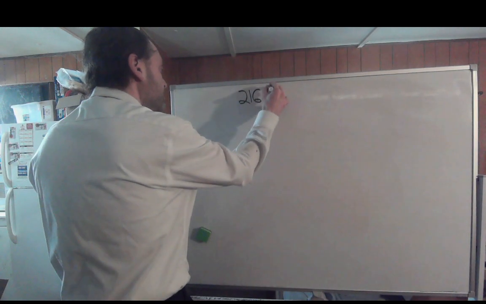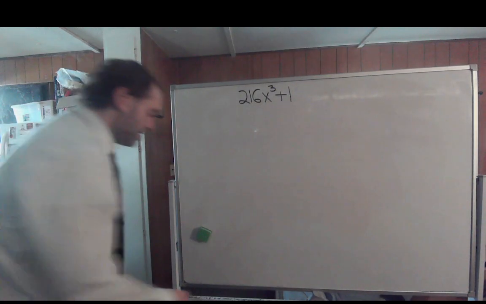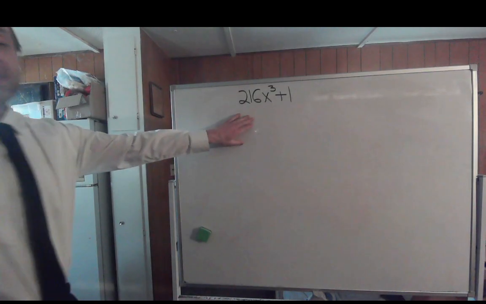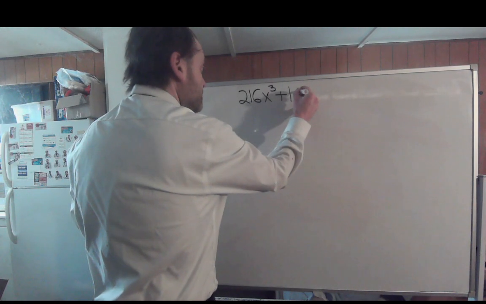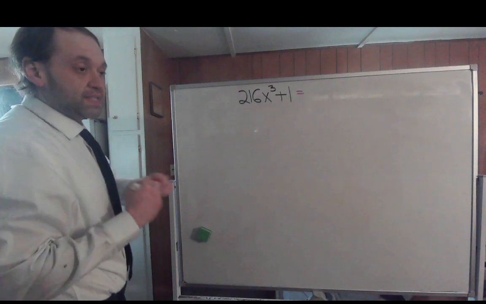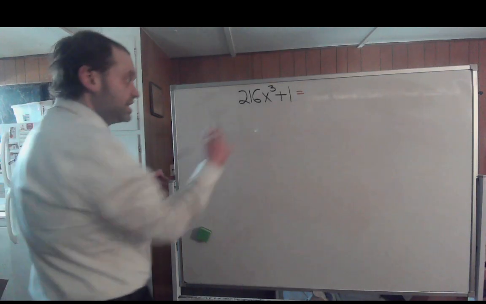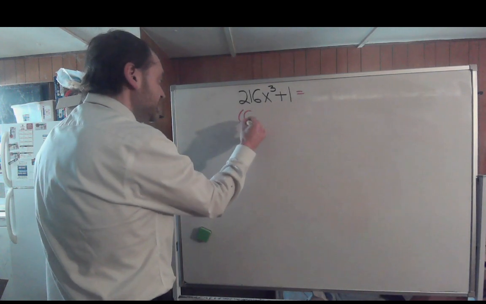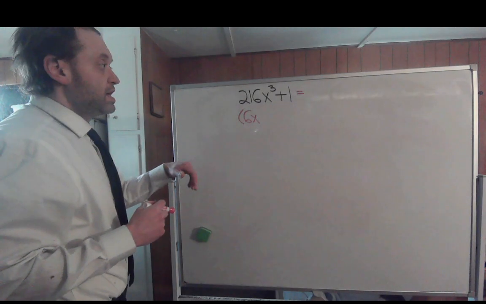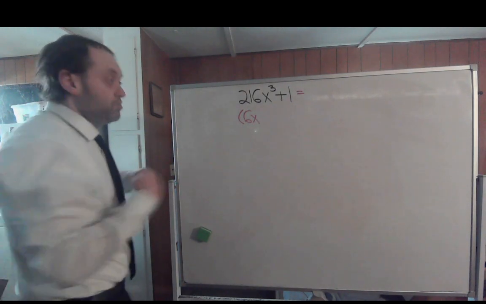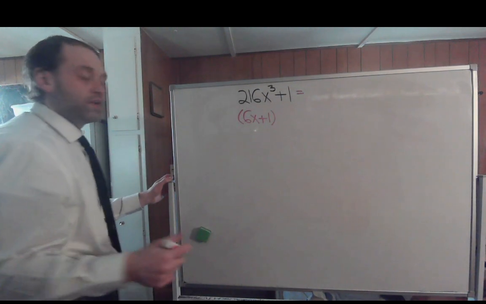216 x to the third plus 1. So they just threw in something a little bit different here. So we have 216 x to the third plus 1. So let's factor this here. So, all right, what is the cube root of 216 x to the third? That would be 6x. So 6x is the cube root of 216 x to the third. Now, what's the cube root of 1? Well, just 1. So you'll get a factor of 6x plus 1 for your linear factor.